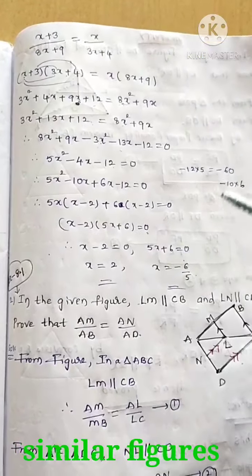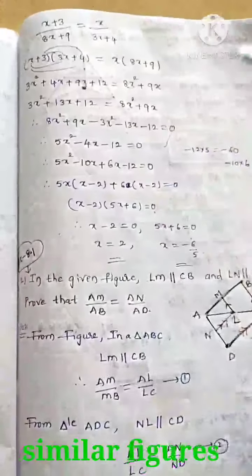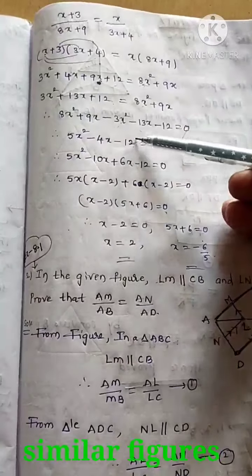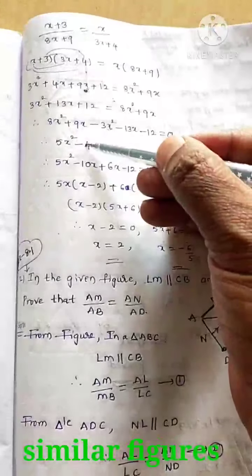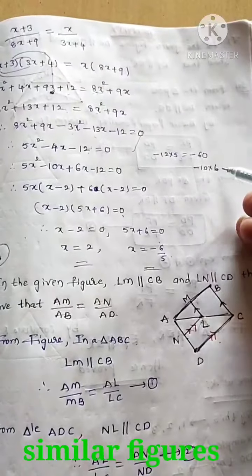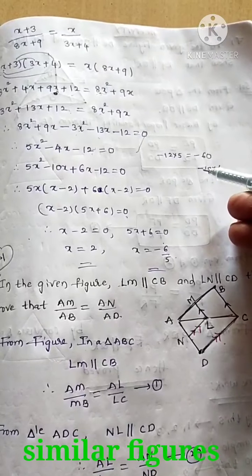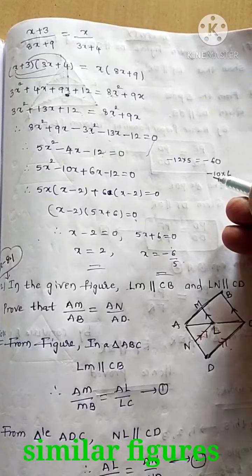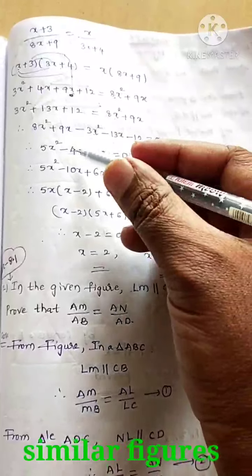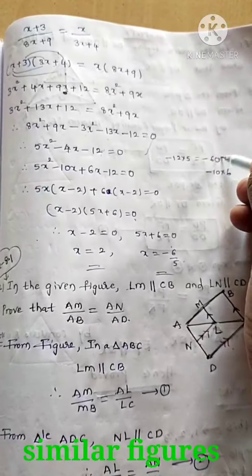Now the factorization. We got a polynomial equation, so we have to find the factorization. 12 5s are 60, so write minus 60. But where is minus 4 possible? 10 6s are 60. Take minus on the bigger number, because the middle sign is minus. Now minus 10 plus 6 is minus 4. The sum is minus 4, the product is minus 60.